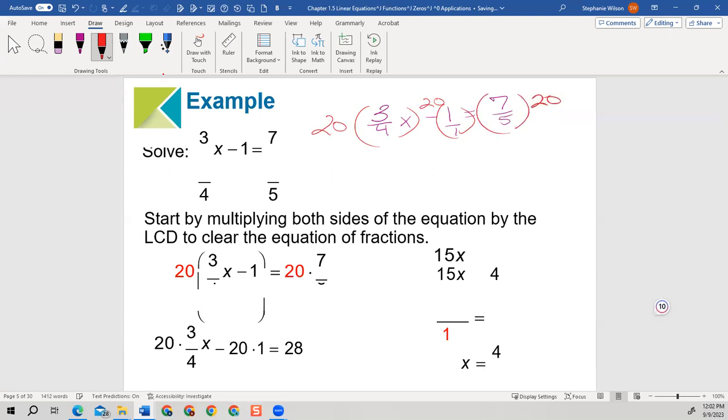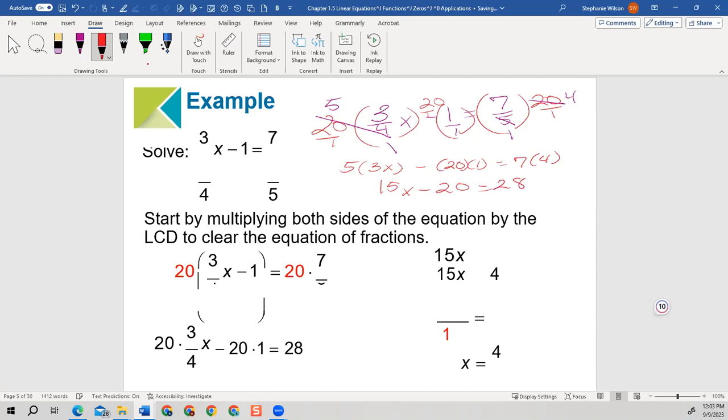What happens is I can put a 1 underneath the 20, and notice it's a whole number on top being multiplied to that fraction. Then it's going to reduce with whatever's in the denominator. So 4 goes into itself once and goes into 20 five times. This one is just 1, so it stays 20. 5 goes into itself once and goes into 20 four times. So now I have 5 times 3x minus 20 times 1 is equal to 7 times 4. 5 times 3 is 15x, and then we have negative 20 is equal to 4 times 7, which is 28.